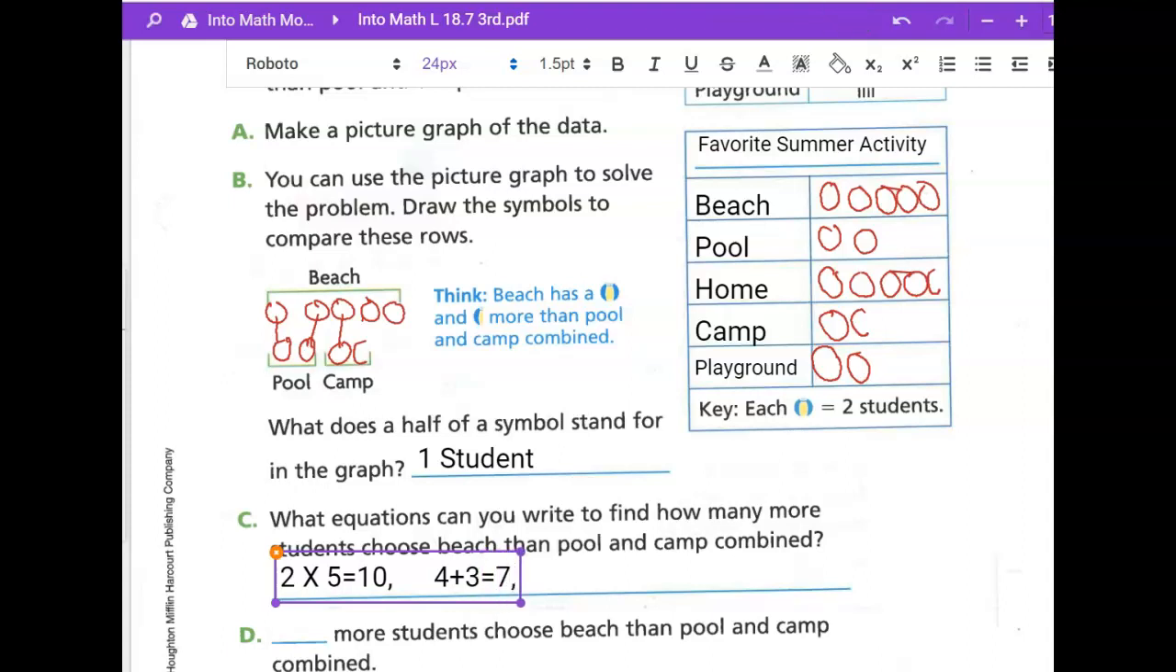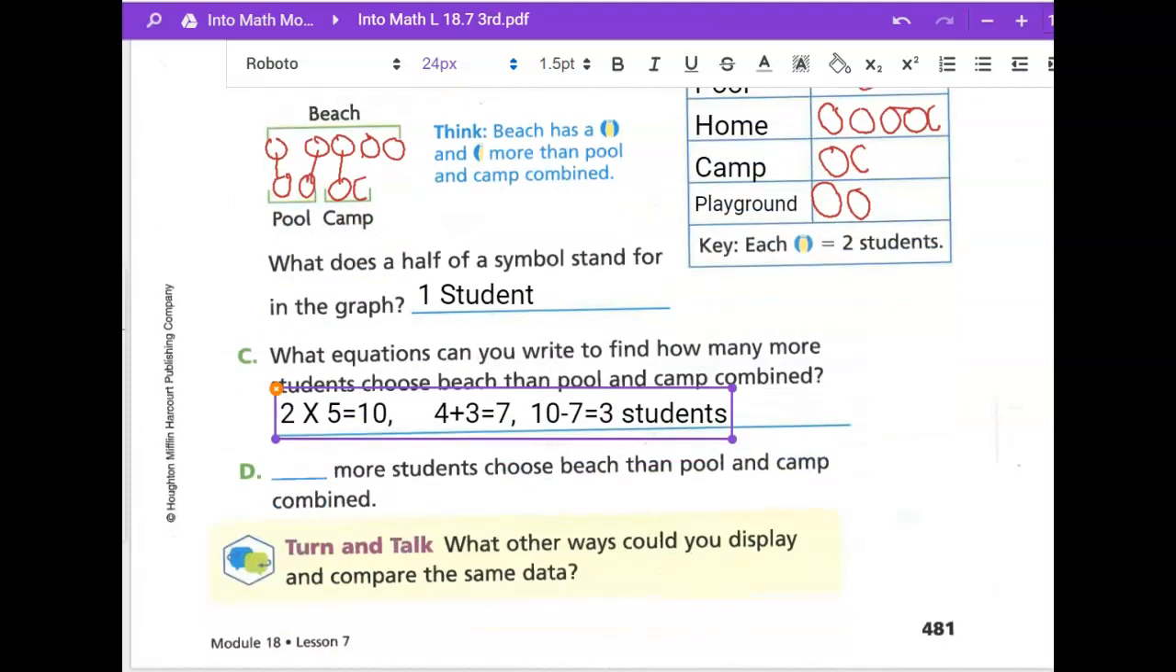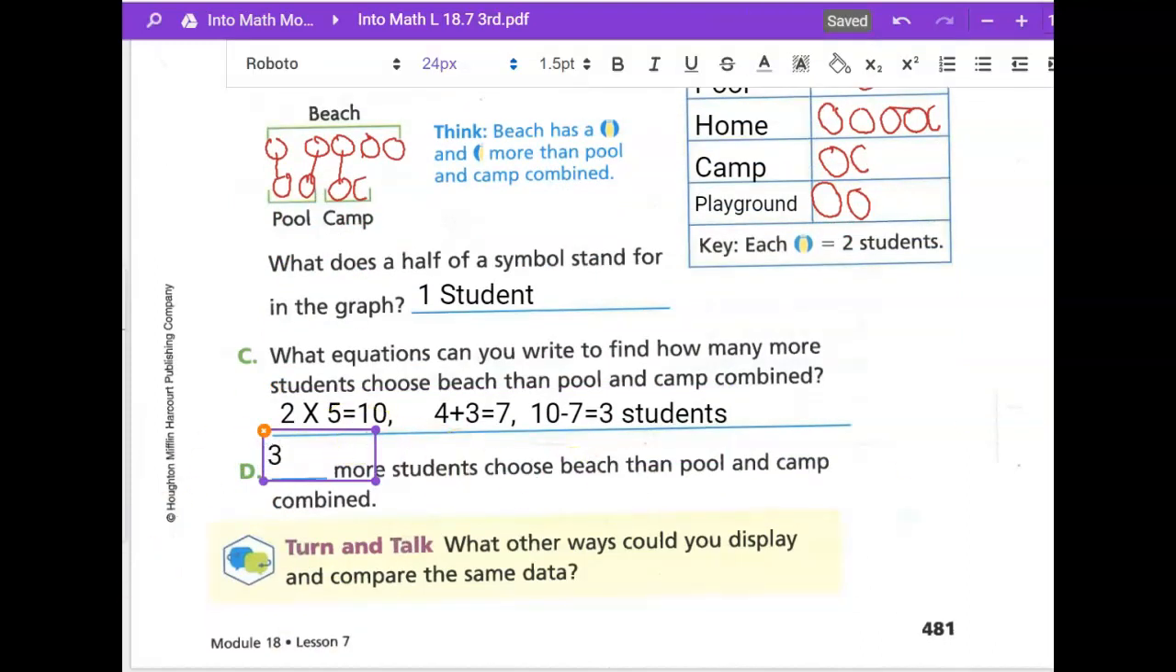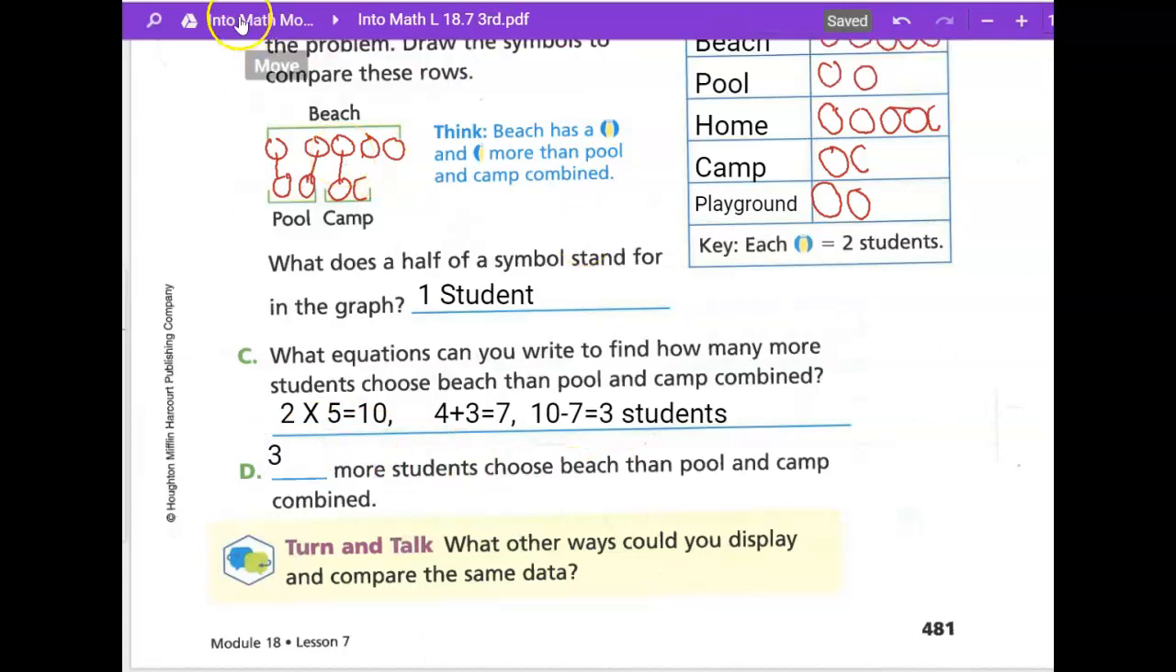Put another comma. And if we're going to find how many more, what's that equation going to look like? 10 minus 7 equals 3. Okay. 3 what? So our answer is 3 more students chose beach than pool and camp.